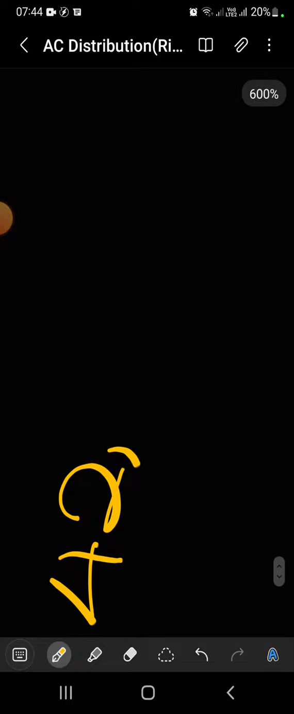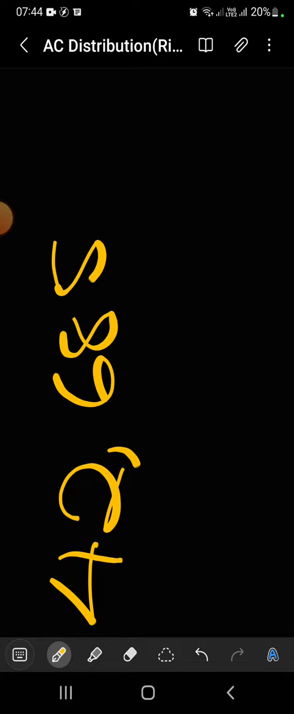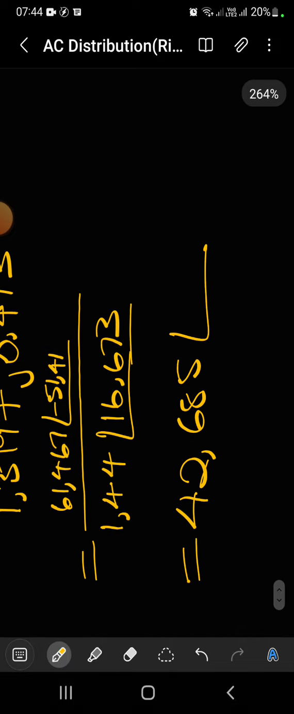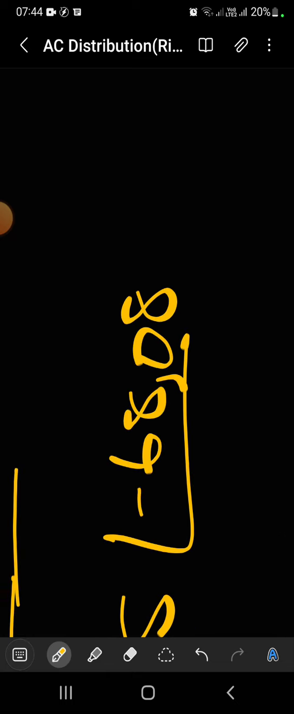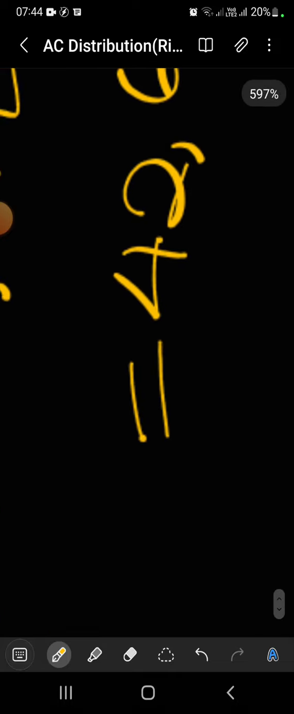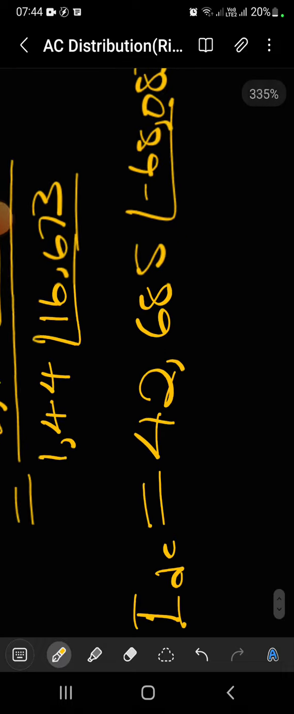I'm sorry. That's 42,685. It says on my calculator at an angle of minus 51,41 minus 16,673, which is minus 68,083. Now this is in amps, right? So now we have the I-Thevenin, which is also known as IDC. So that's the actual IDC value.